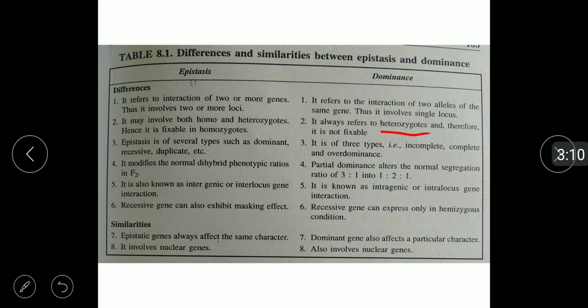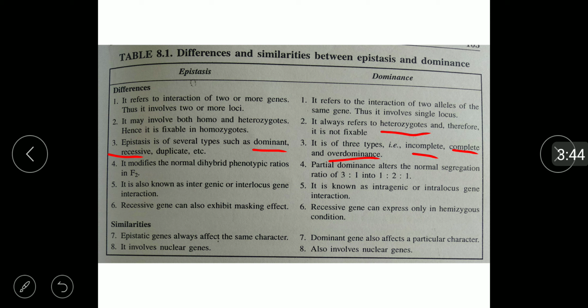Epistasis is of several types such as dominant, recessive and duplicate. But with respect to dominance, incomplete dominance, complete dominance and over dominance can occur. These are the types of dominance. Incomplete means, as we see in red, pink and white flowers, it's called incomplete dominance. Then there are complete dominance and over dominance. Suppose a full, complete darker red color or darker green color occurs, then the parents' effect is modified.